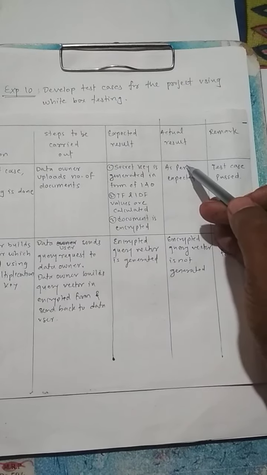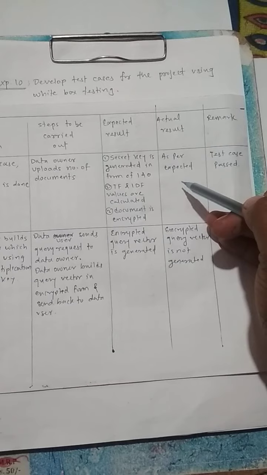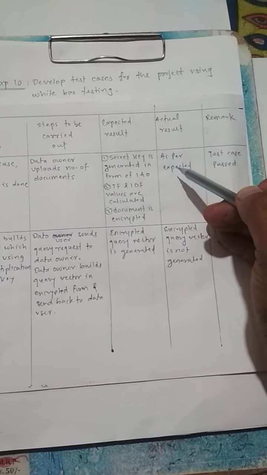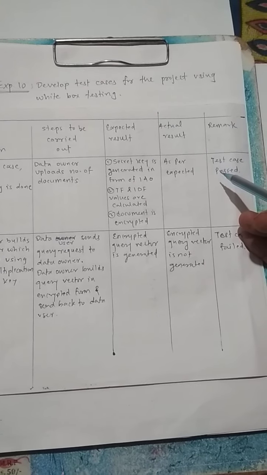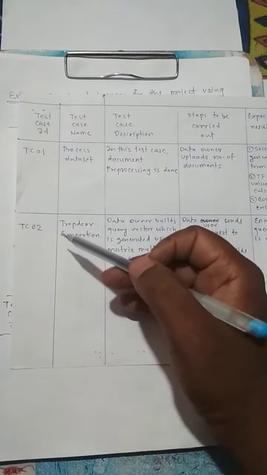Then the actual result after executing this test case. This is the actual result after executing this test case. If that actual result is as per the expected result, then the test case is passed, else the test case is failed. Now see the second test case.